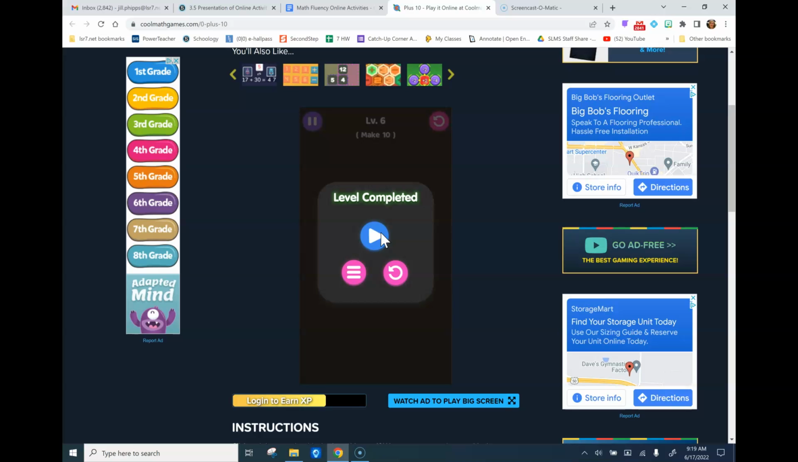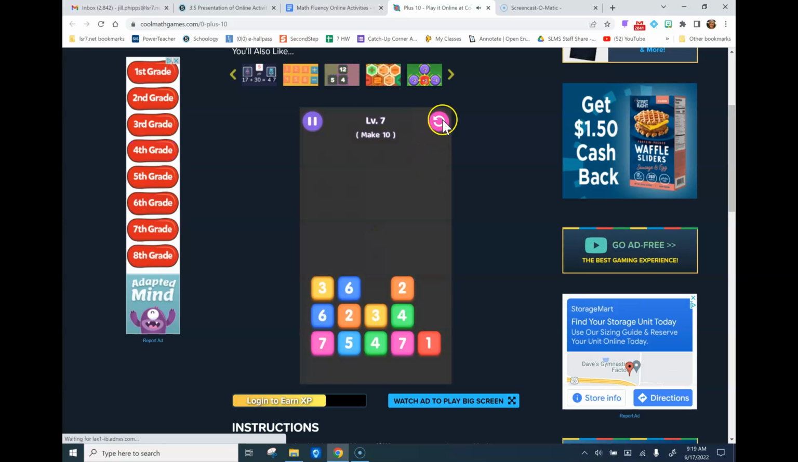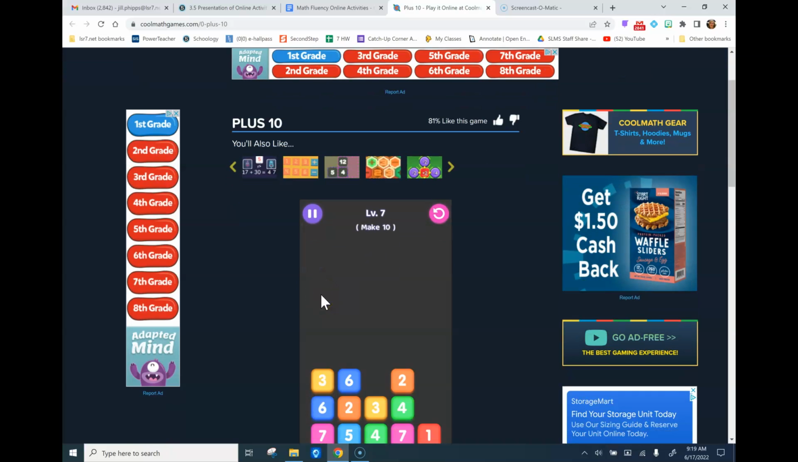But you can easily redo it, so it's nice. It gives you this little restart button, and you can just do it over again. So it works out pretty well. So that is plus 10.